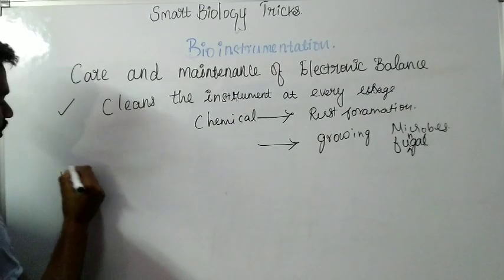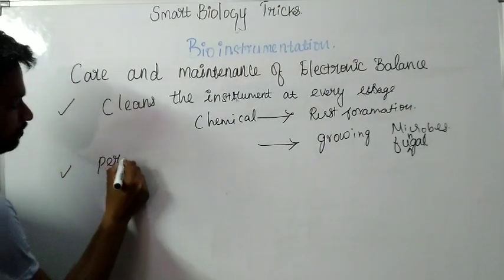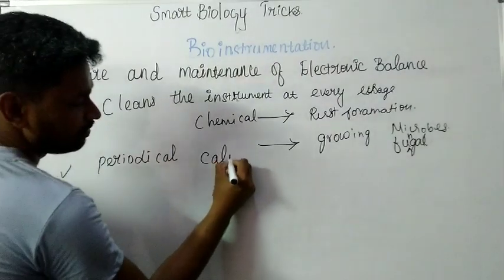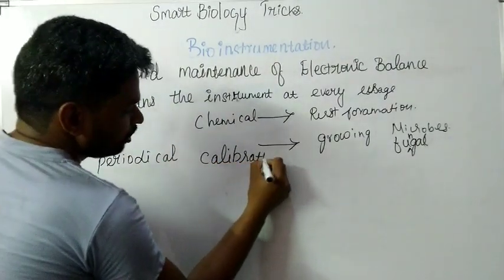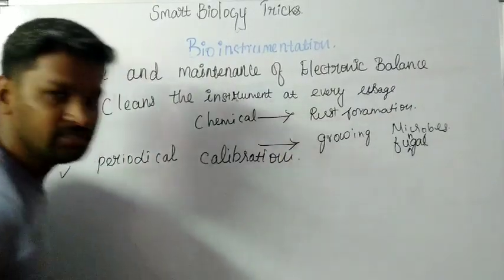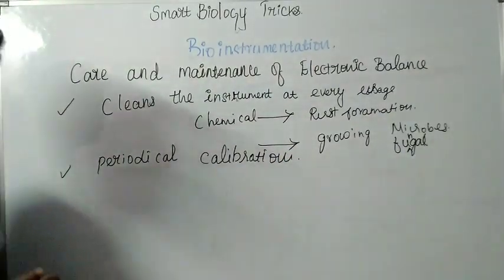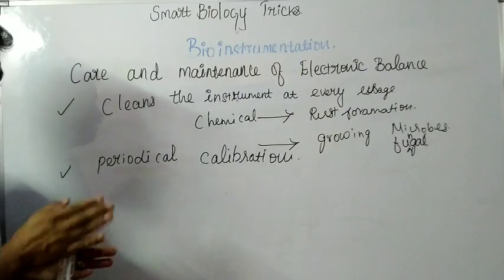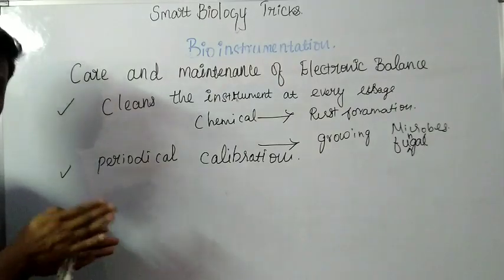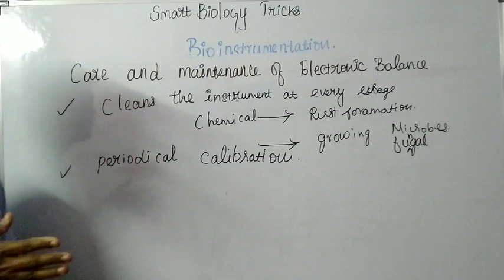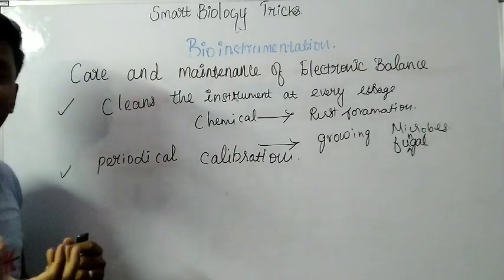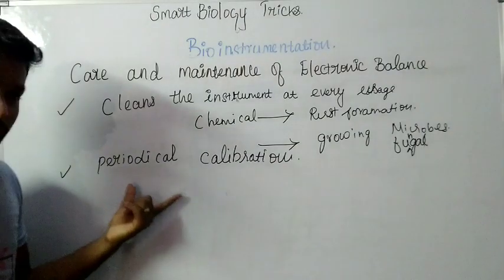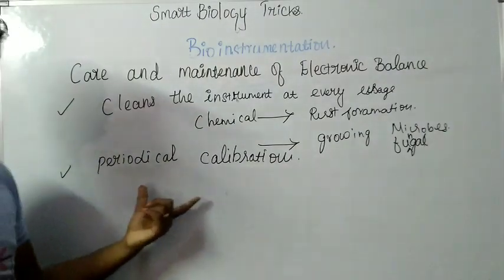And then the second one is periodical calibration. Periodical calibration is essential for checking the accuracy of the instrument. Year by year the instrument will lose accuracy and its capacity for measuring quantities at an accurate level. So at least twice a year, the instrument should be calibrated.